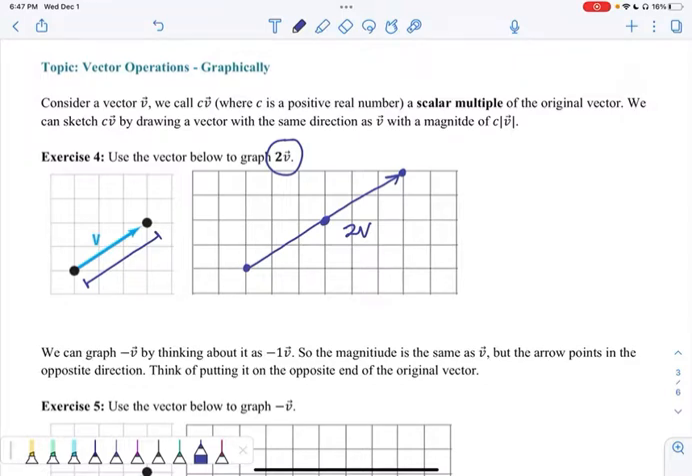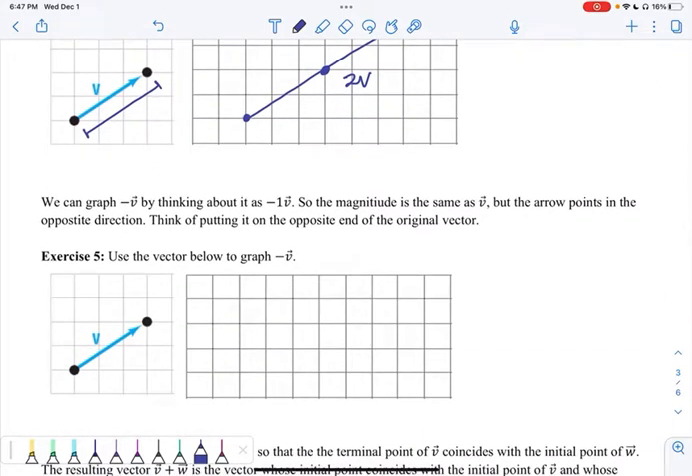Now, what if I wanted to graph, say, negative v? So now we're introducing multiplying negative numbers by the vector. Well, consider negative v as just negative 1 times v. So the magnitude is the same, meaning same length. It has the same length as this original vector, but the arrow is going to point in the opposite direction. So think of putting the arrowhead on the opposite end. Let's give that a try.